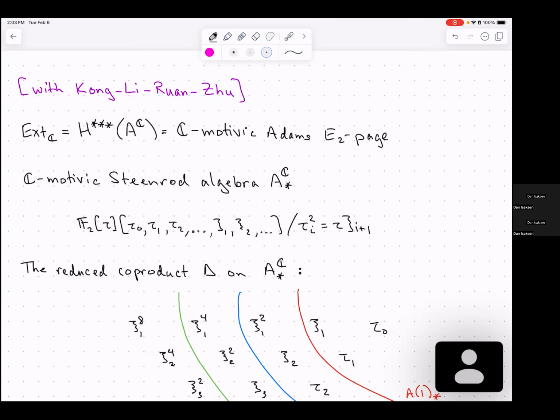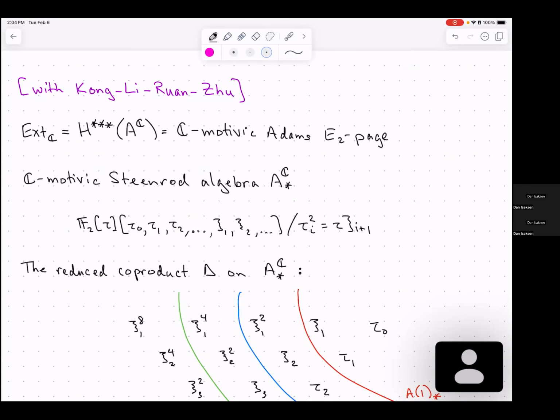And for those who are thinking by analogy with the classical situation, classically you invert tau. And so if you invert tau, then xi i plus 1 is just a fancy name for tau i squared. And so that's back to just the polynomial algebra in one set of variables, which is the familiar classical story. So that's the way it corresponds.